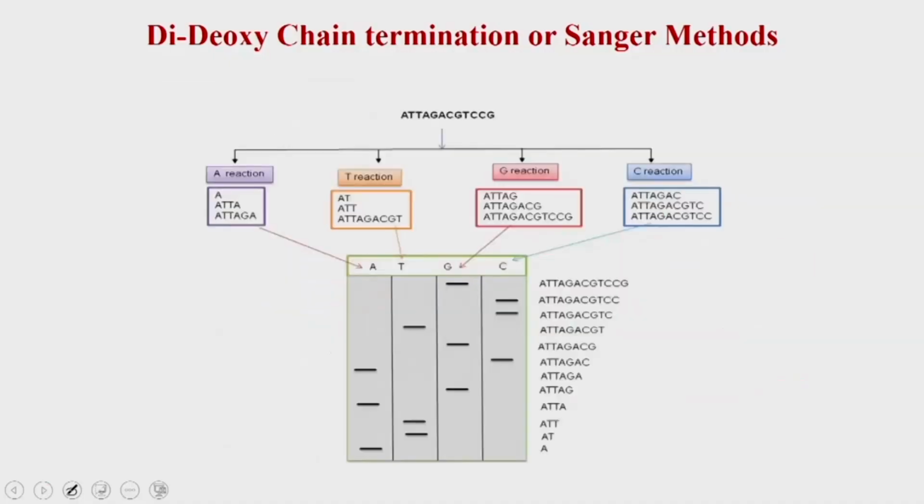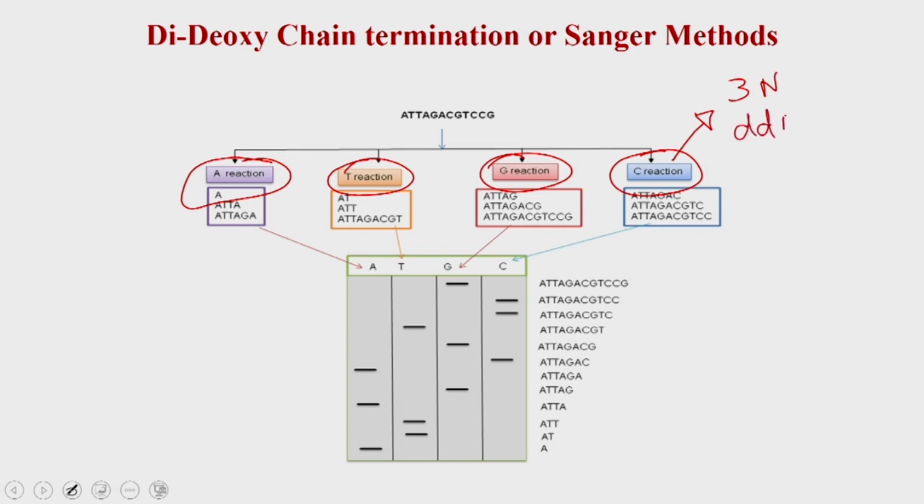Now, let us see how you are going to interpret. So, imagine that you have done the A reactions, T reactions, G reactions and C reactions, which means in the C reactions you have the 3 nucleotides which are normal, and the 4th one is the ddNTP, which is actually the cytosine. Similarly for the guanine, similarly for thymine and adenine.